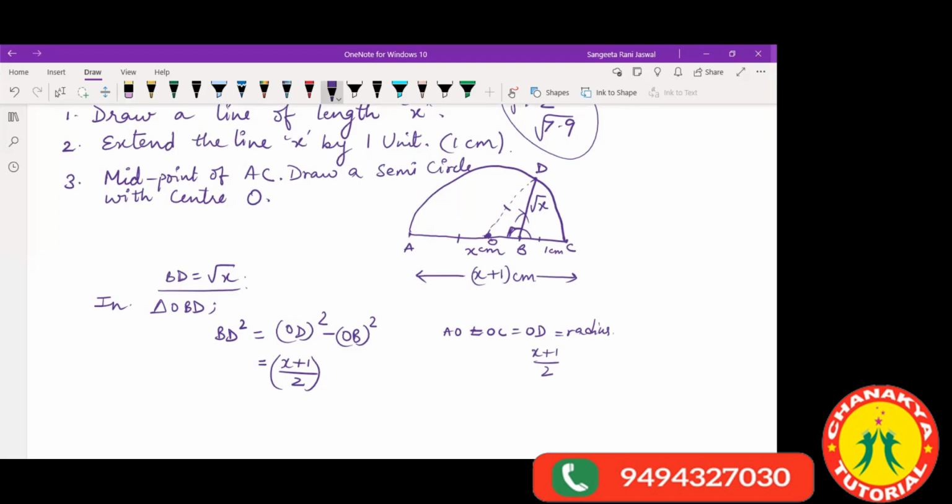And this complete distance from A to C was the diameter of the semicircle. Radius is half of the diameter, so we took x plus 1 by 2. This is the radius, or you can say OD. So here in place of OD, I will write x plus 1 by 2, the whole square, minus. Now I have to find OB. How do I find OB now?